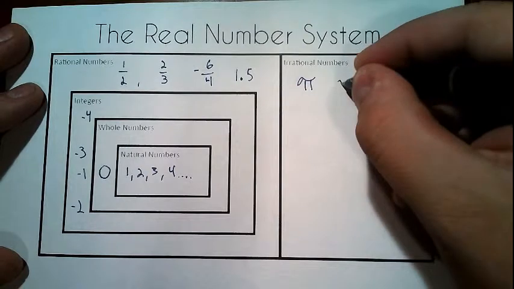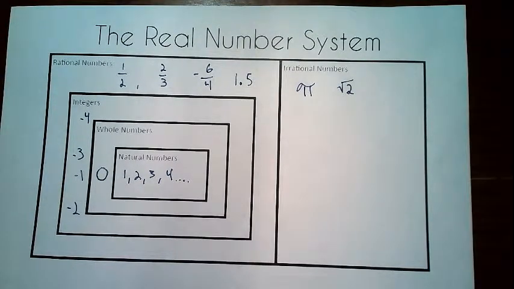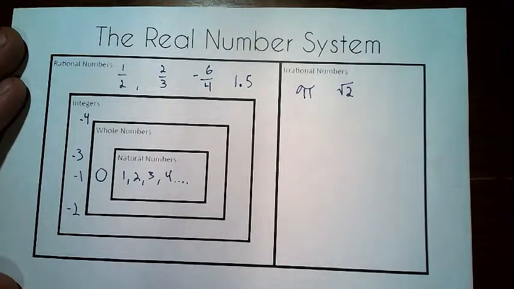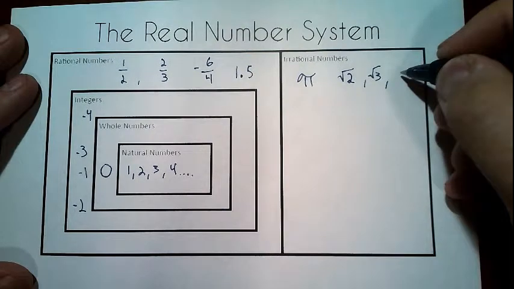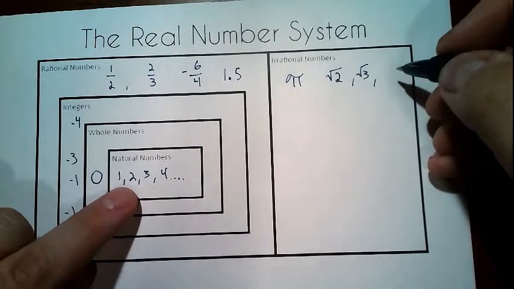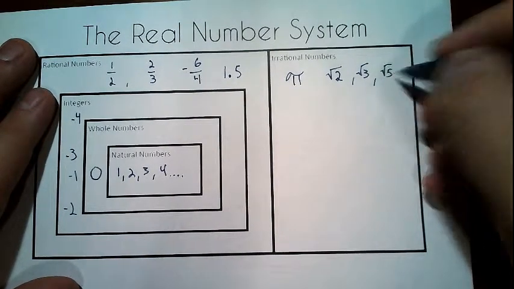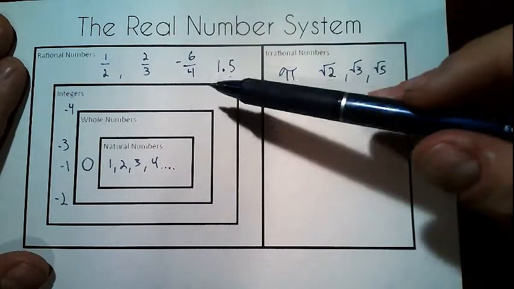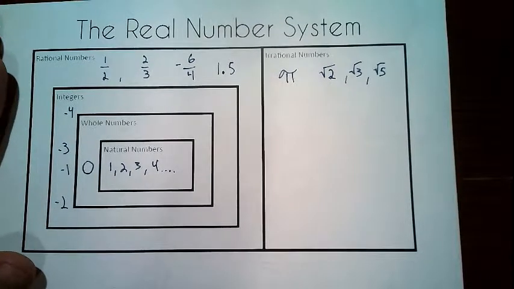Another one, the square root of 2. The square root of 2 doesn't have a perfect square root. That is an irrational number because that decimal never stops. Square root of 3 is also irrational. Right? Square root of 4, well, the square root of 4 is actually 2. So that's a rational number. But the square root of 5, right? So those are all called irrational numbers because we can't represent them as a fraction. So that's called the real number system.